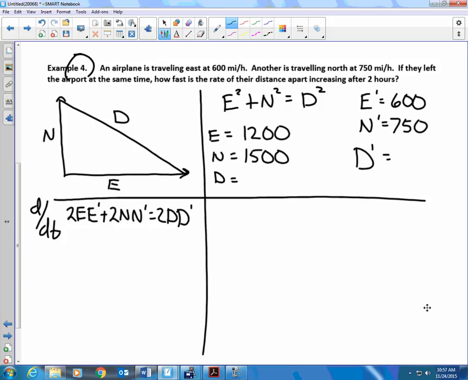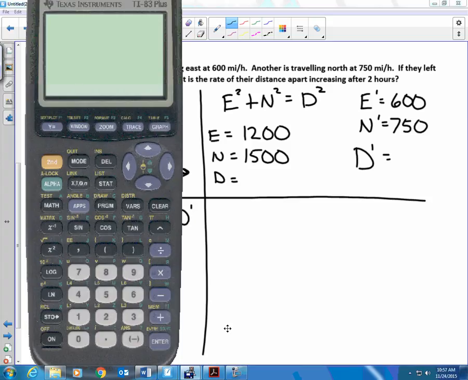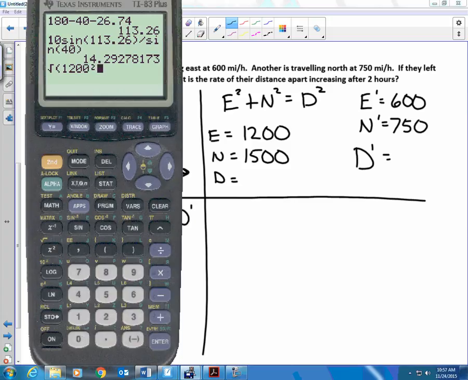How could we find their distance apart right now? The Pythagorean theorem. So if I use the Pythagorean theorem, which you guys can do with your calculators, we will have the square root of 1200 squared plus 1500 squared, and I get 1900.94. Sorry, 1920.94. All right. Now I've taken care of that little hiccup. I should be able to do the rest of the problem, huh?